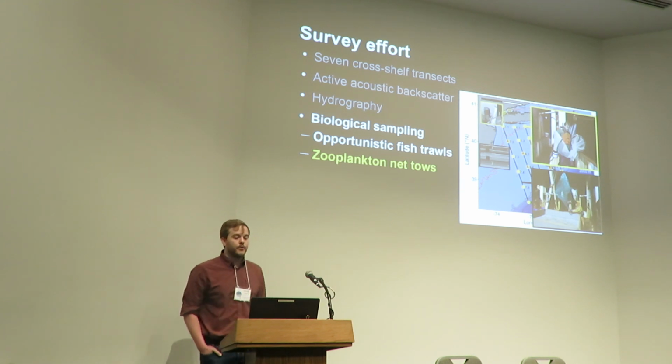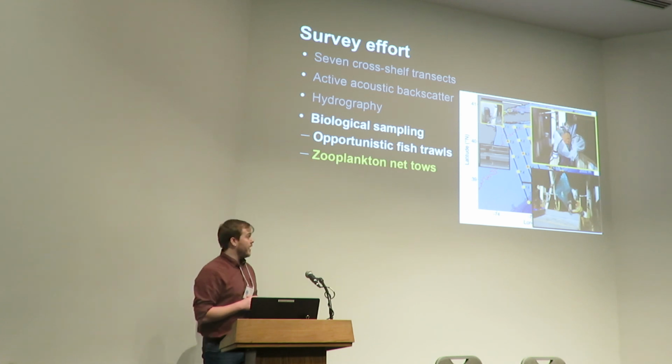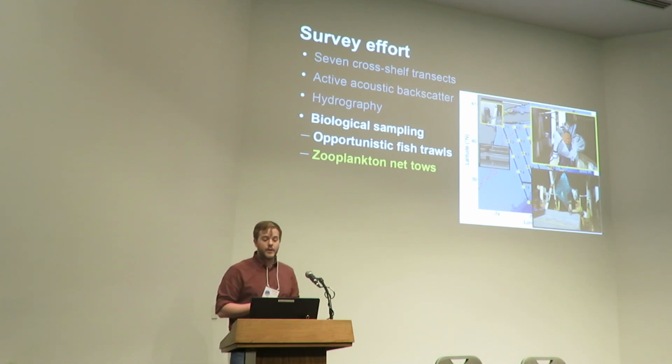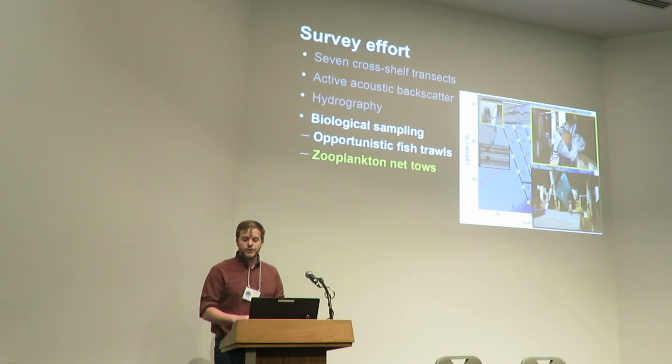Along each of these lines, we're also conducting opportunistic midwater fish trawls to characterize higher trophic organisms, like bait fish going all the way up to things like striped bass, as well as also doing zooplankton net tows at point stations, again the yellow dots, to characterize lower trophic organisms.